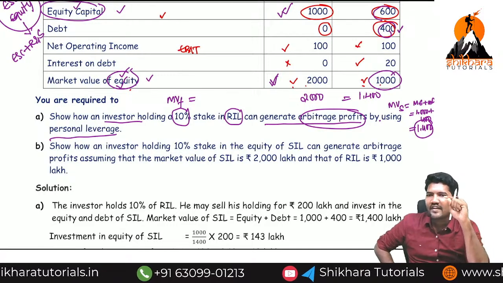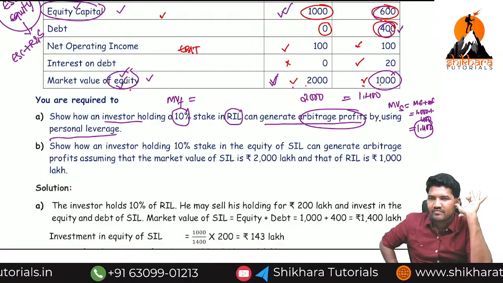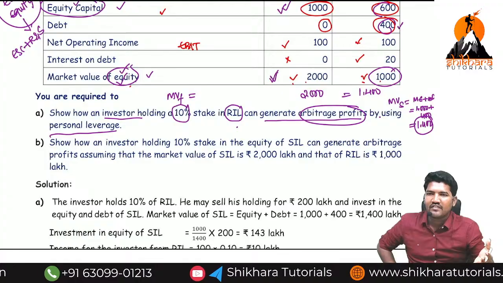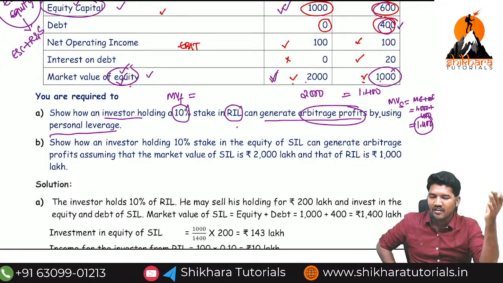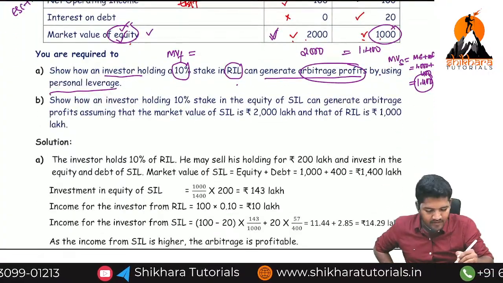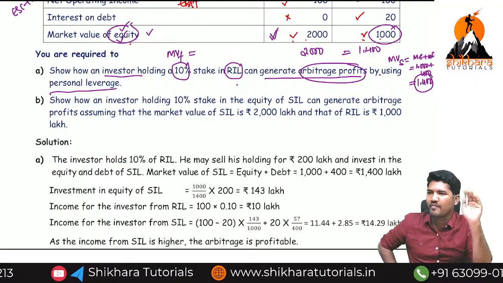Generally based on return on equity we will decide, but in this question they specified 10% stake in RIL. What does that mean? They're shifting from RIL to SIL. Are you clear now? Now first, we don't have sufficient time, so we will just calculate overall. Tomorrow we will present that answer.